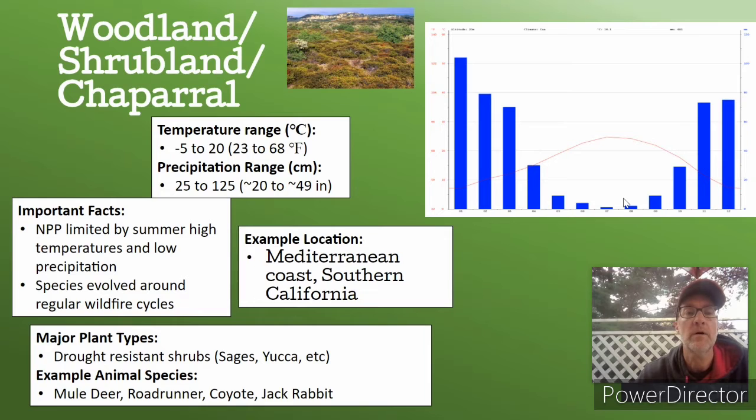So 25 to 125 centimeters, or 20 to 49 inches. So you can get some drought-resistant plants, sages, yucca plants. You'll get things like the mule deer, which is a little distinct from our deer, roadrunners, coyotes. Net primary production is fairly limited by high temperatures and low precipitation. Typically, these are areas that are subjected to lots of fire.